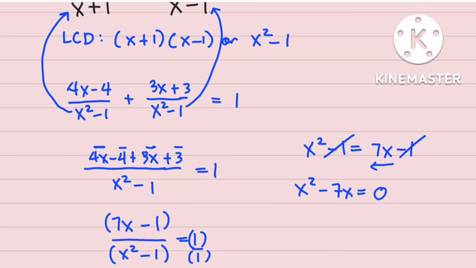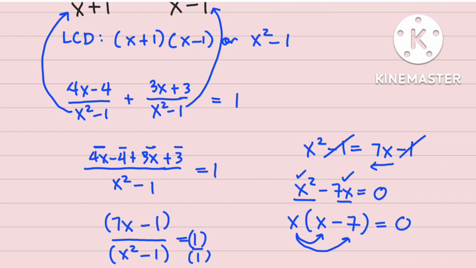Now the left hand side can be factorized. We see a common monomial factor, that is x. If we are going to extract x from x squared, there's an x left. That means x times x is x squared. If we're going to extract x from negative 7x, there is negative 7 left. X times negative 7, negative 7x.